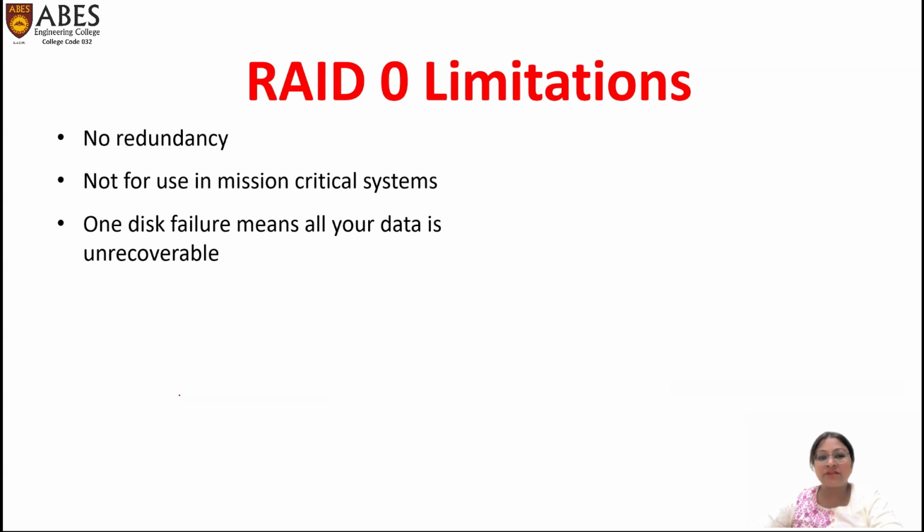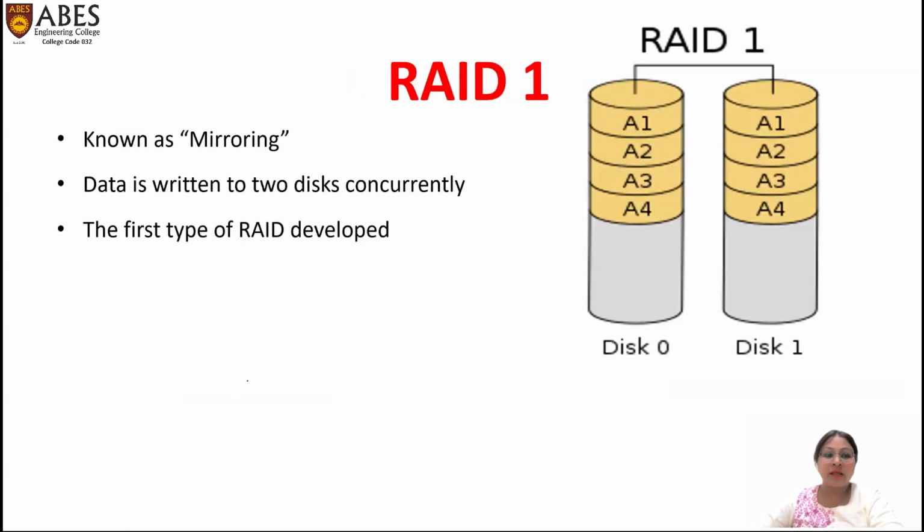Various limitations of RAID 0 are that there is no redundancy, so it is not for use in mission critical systems. One disk failure means all your data is unrecoverable, because there is no duplication or mirroring, no copies formed for the data that are stored in different disks in RAID 0. Now here comes the solution for RAID 0. There is RAID 1.